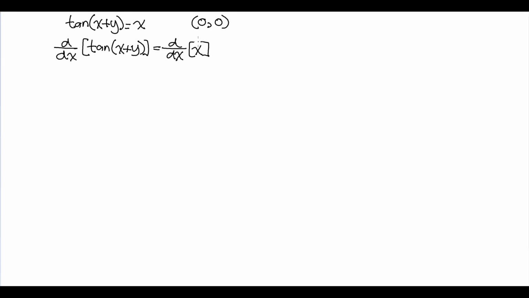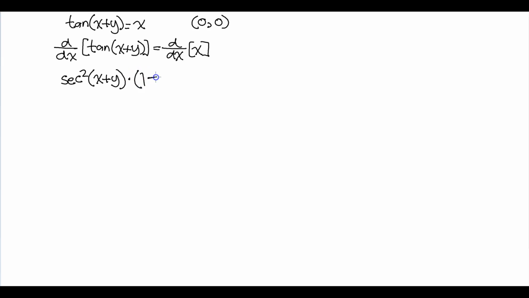x plus y will be our inside function, and the tangent function will be our outside function. So we take the derivative of the outside function, that's secant squared of x plus y, times the derivative of the inside function, x plus y. The derivative of x will just be 1.